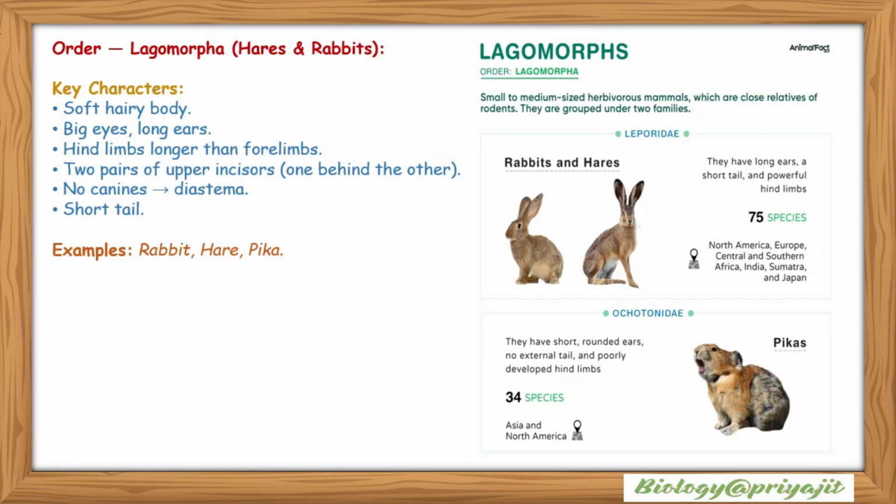The second order of the cohort Glires is the Lagomorpha, which includes hares and rabbits. They have a soft, hairy body, big eyes and long ears. Their hind limbs are longer than forelimbs.